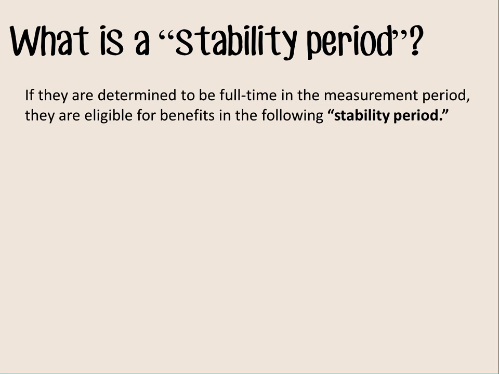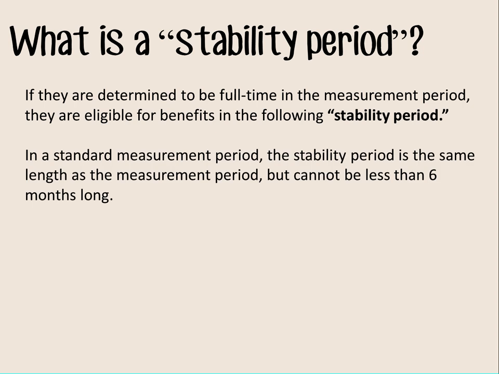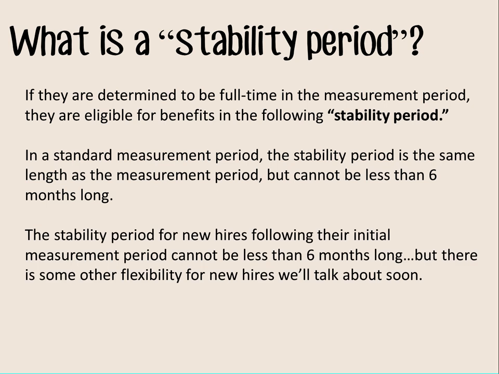The next concept we need to talk about is that of the stability period. Now, if an employee is found to be a full-time employee, meaning they've exceeded the 30 hours per week on average or 130 hours per month, and if they elect coverage, that coverage is enforced for the following stability period. In a standard measurement period, the following stability period in general is the same length as a measurement period, but cannot be less than 6 months long. For new hires, it's a little bit different.